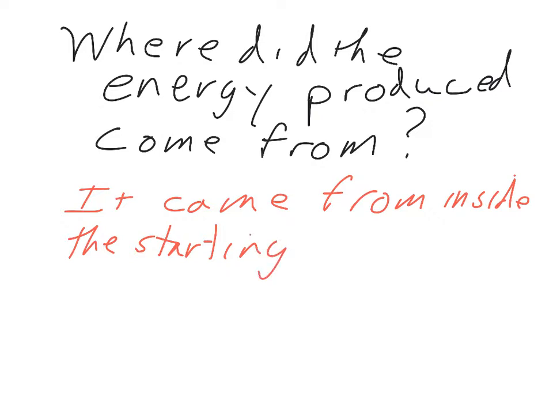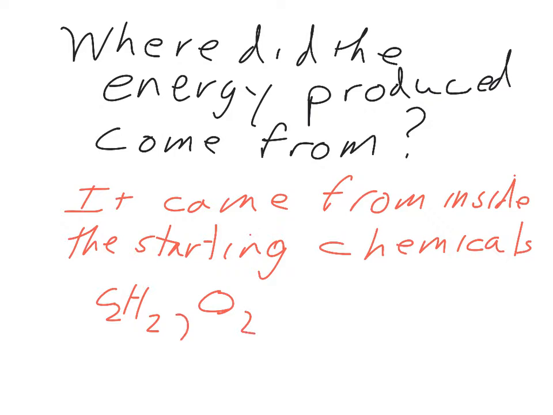Well, we'll just say it came from inside the chemicals. It came from inside the acetylene and the oxygen gas. Because it released energy from the inside, the resulting chemicals formed had less energy than the starting materials.